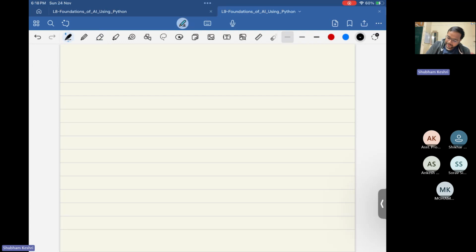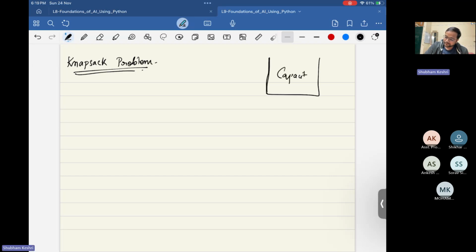Can anybody tell me what is a knapsack problem? We talked about this in the last class. What is a knapsack problem? I'll discuss it then. You see, we will have a container which has a capacity and you have some objects.